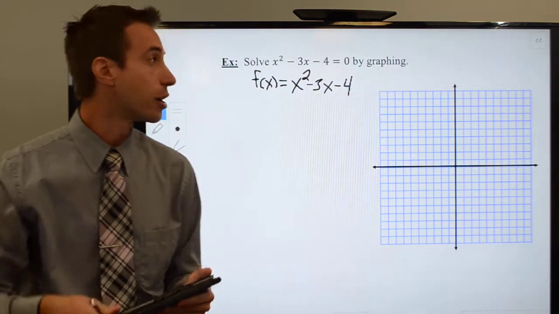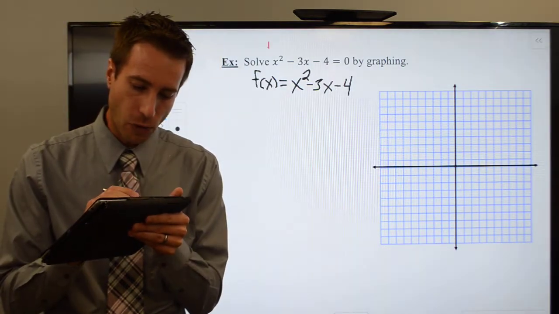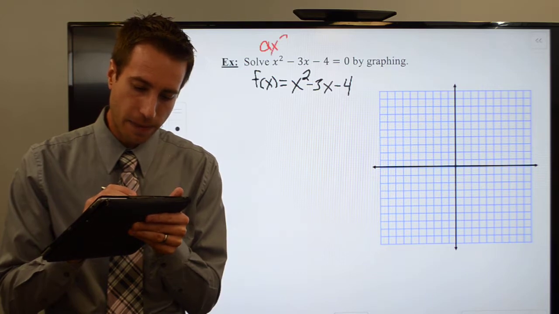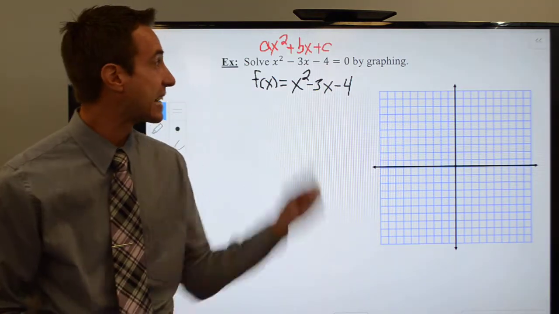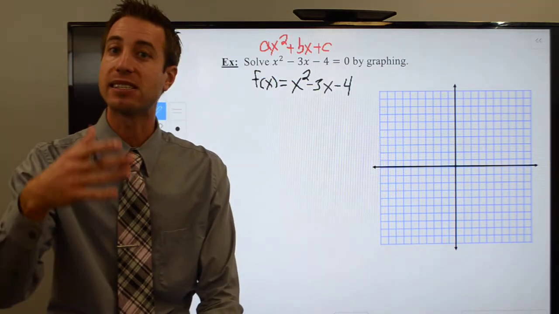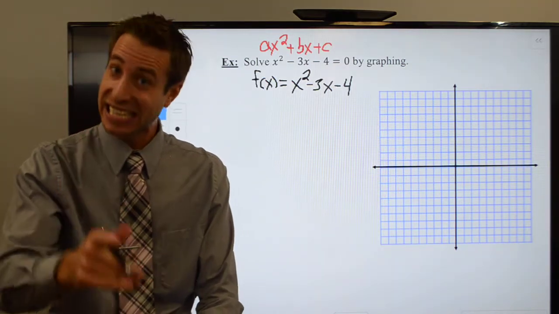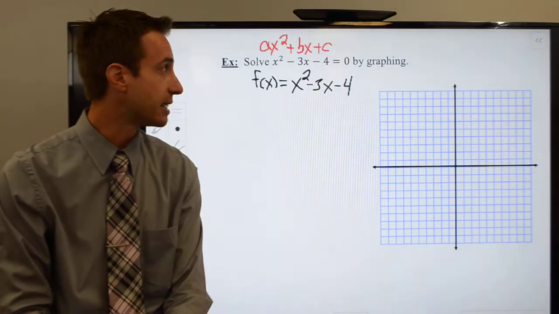Again, it doesn't hurt to just go ahead and right away write out your general form, ax squared plus bx plus c. And again, originally I gave you that equal to 0. My a, my b, and my c are integers. It is in standard form. So we're all set to just go ahead and jump right into this.